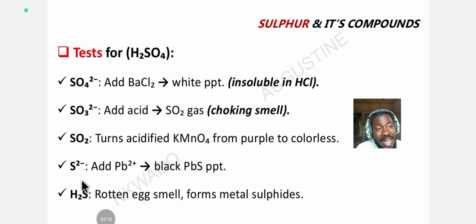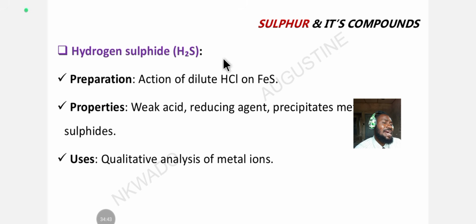Okay, so what is the test of hydrogen sulfide? Remember, hydrogen sulfide is that compound of sulfur that smells like rotten egg. It's a gas at room temperature and it forms metal sulfides. When you react it with metal, the hydrogen is displaced and you get the metallic sulfide. For example, you have sodium sulfide, and so on and so forth.